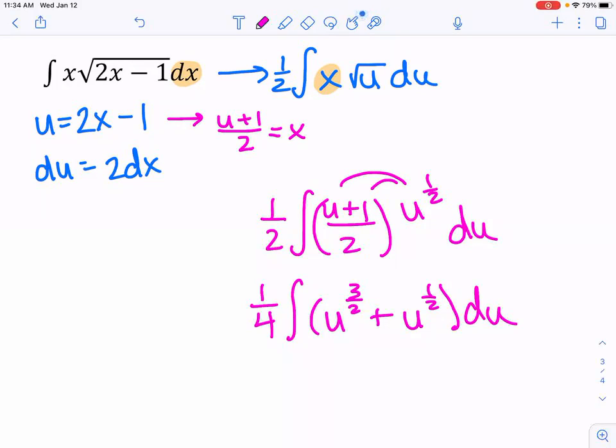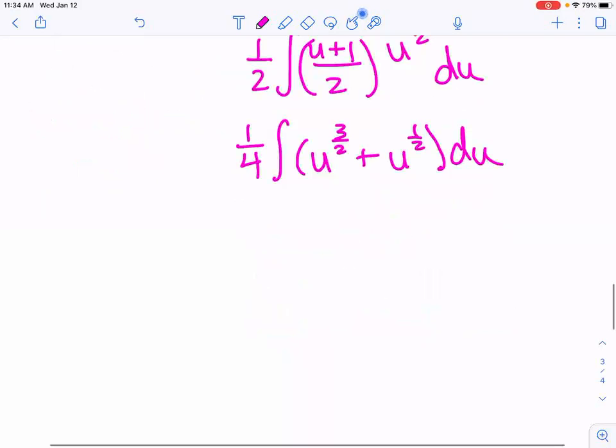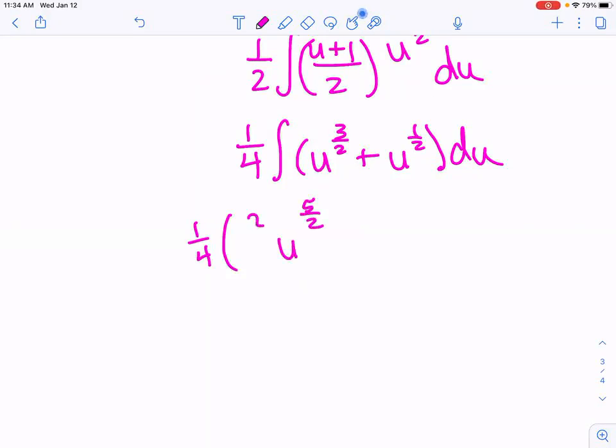Yeah, once we take the antiderivative, then we'll go back to x. Okay, so now let's take the antiderivative with respect to u. We have 1/4 times u to the 5/2 times 2/5 plus u to the 3/2 times 2/3 plus c.